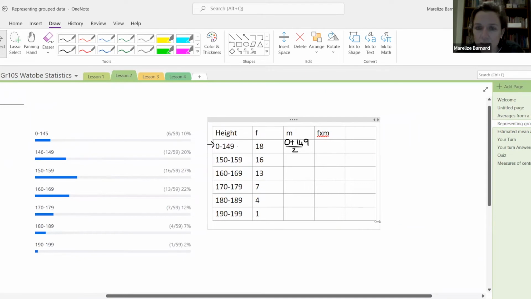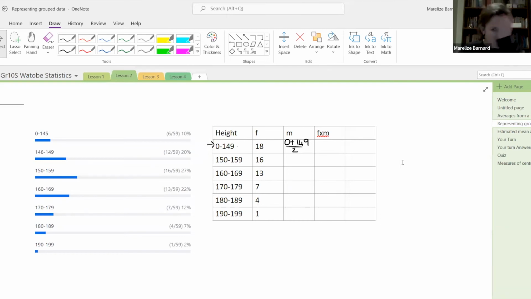Okay, so I want everyone now to just redraw this quickly on a page or in your book or wherever it is you're working, and just complete that first column for me, the midpoint, where you calculate the midpoint. Just do that first.